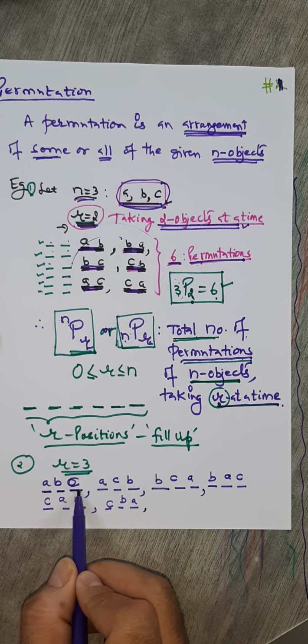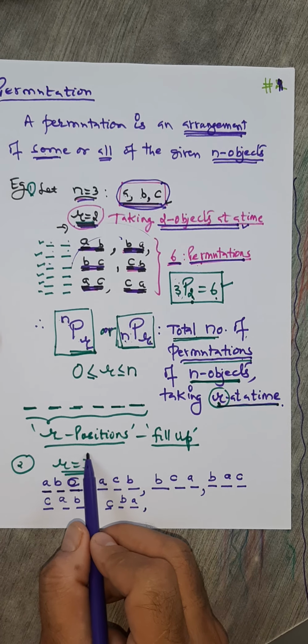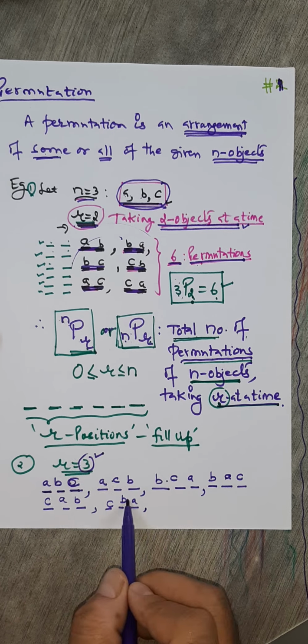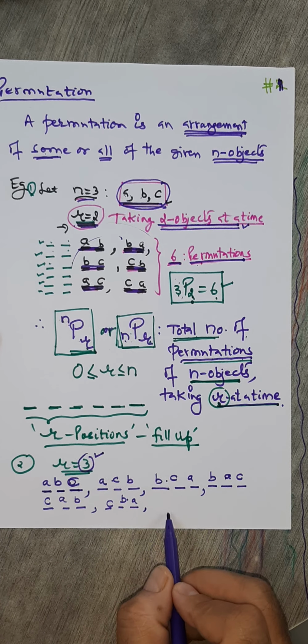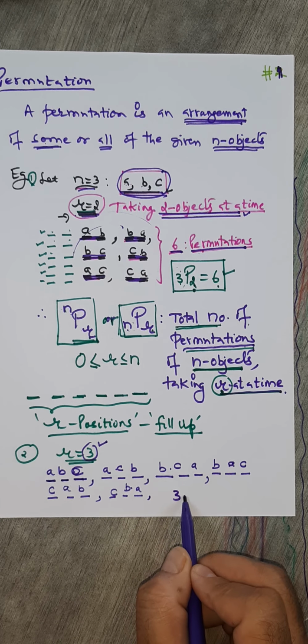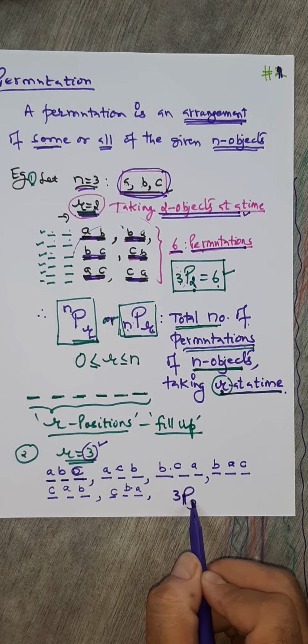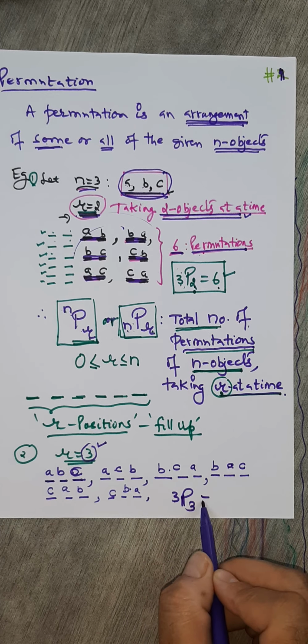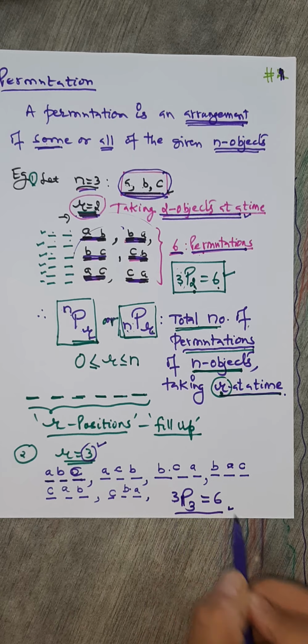So how many permutations of 3 objects taking all at a time could you find? 1 2 3 4 5 6. So total 6 permutations. How do I write it in notation? 3P3. Permutations of 3 objects taking all at a time. That answer is 6. Right.